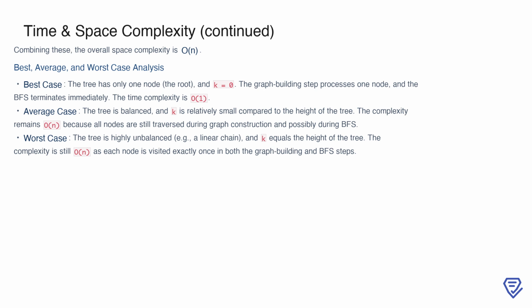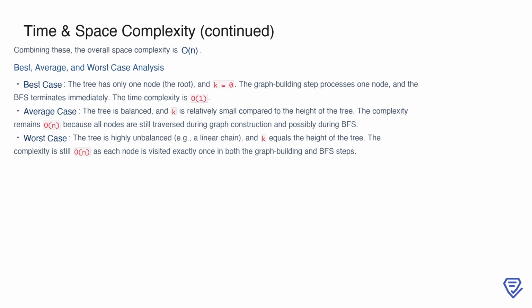Now, let's consider the best, average, and worst-case scenarios for this problem. In the best case, the binary tree has only one node, the root, and k equals 0. Here, the graph building step processes just one node, and the BFS terminates immediately, leading to a time complexity of O(1). In an average case, the tree is balanced, and k is relatively small compared to the tree's height.